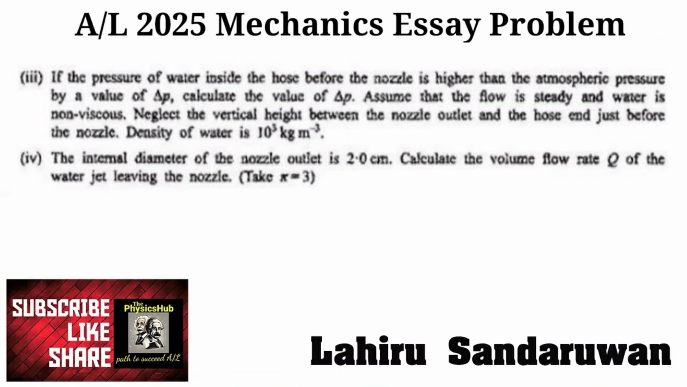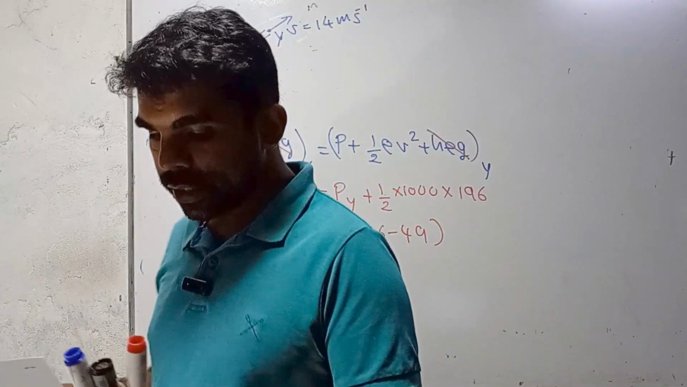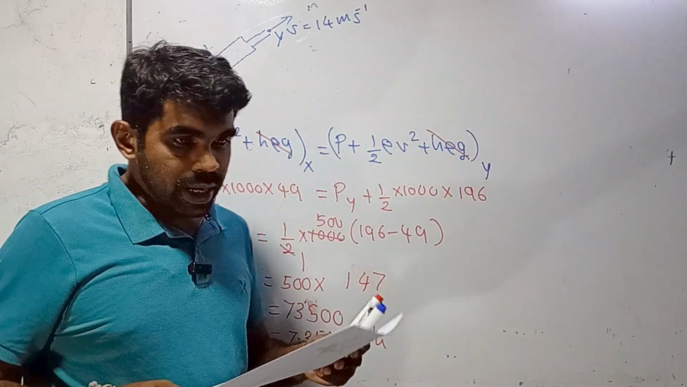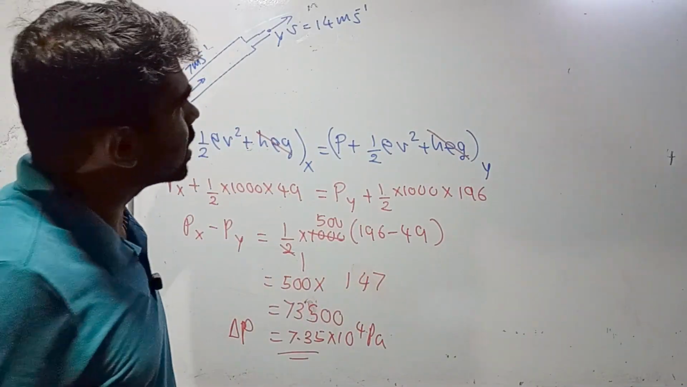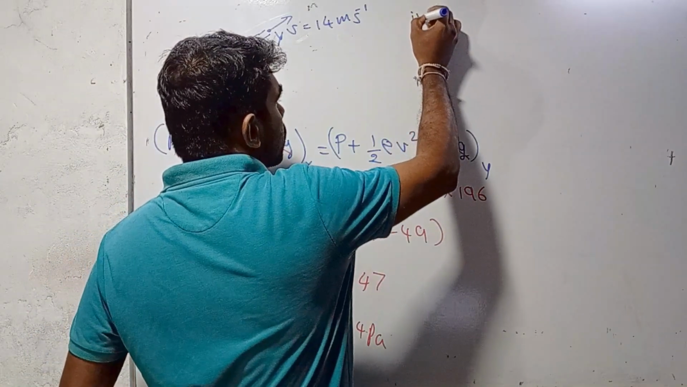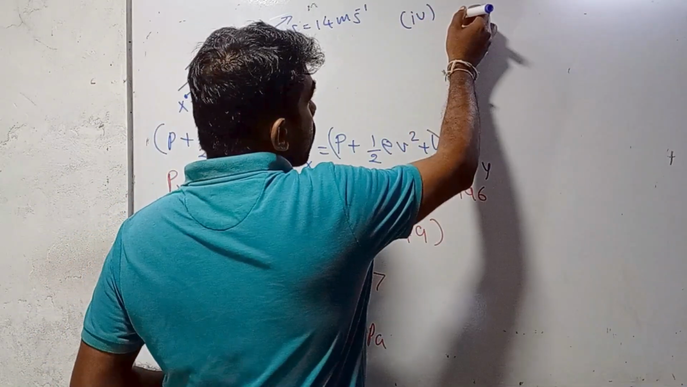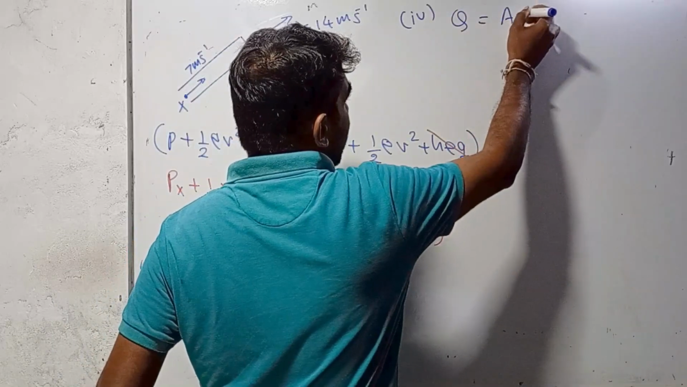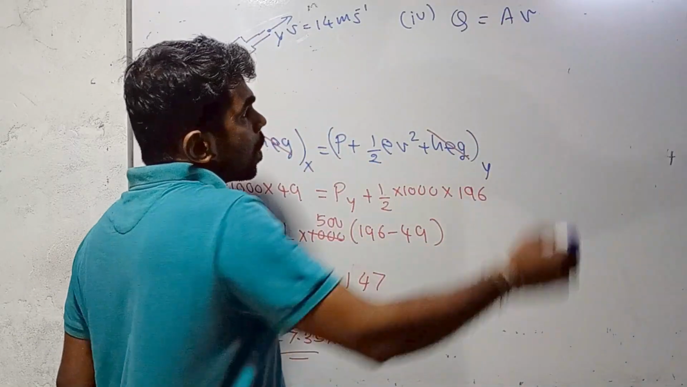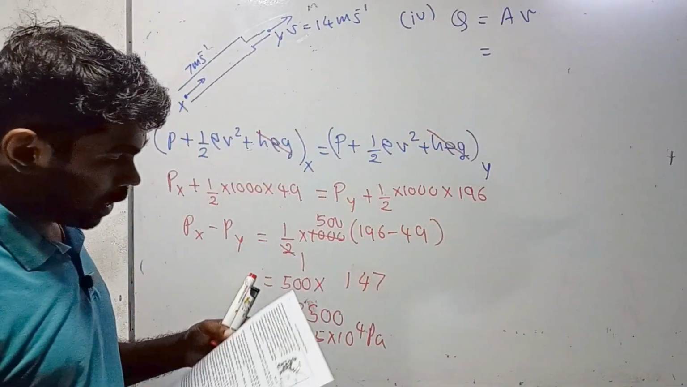Then part 4. The internal diameter of the nozzle outlet is 2 centimeters. Calculate the volume flow rate Q of the water jet leaving the nozzle. Volume flow rate means the A V product, cross-sectional area into velocity. I will get velocity, I will get area.